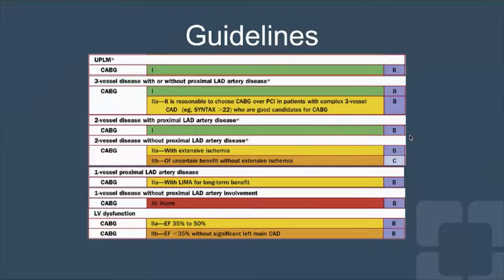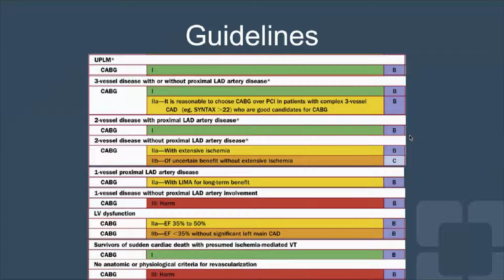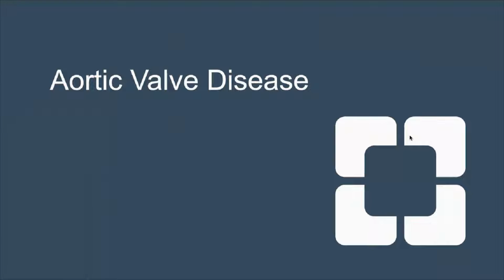In patients with LV dysfunction, those with an EF of 35 to 50% carry a 2A recommendation, and those with an EF of under 35% carry a 2B recommendation. And finally, patients who had ischemic VTs also would benefit from a CABG with level 1 evidence. And finally, when there are no suitable targets for revascularization, these are the type of patients that would be harmed and that should be avoided for surgery.